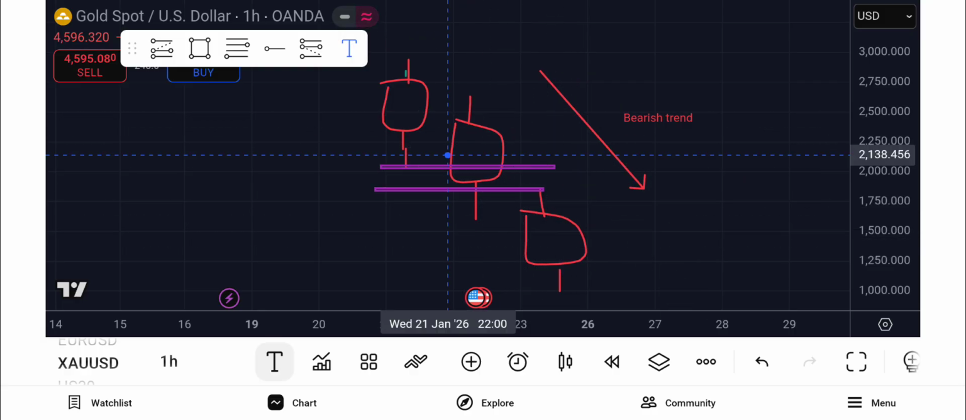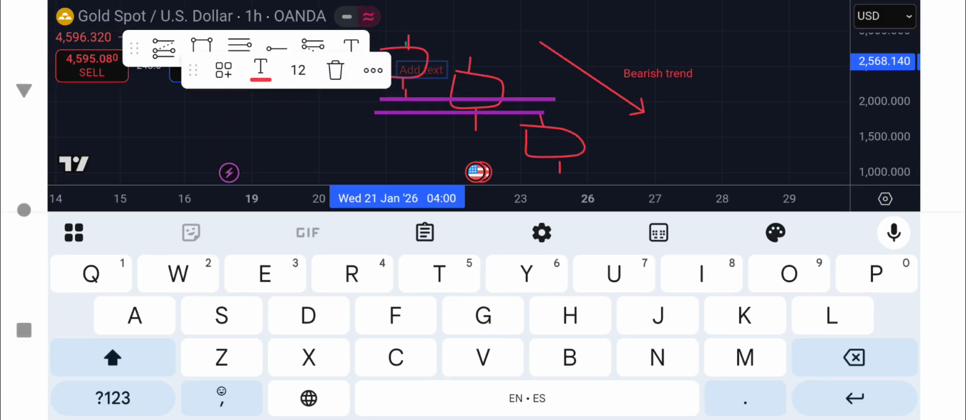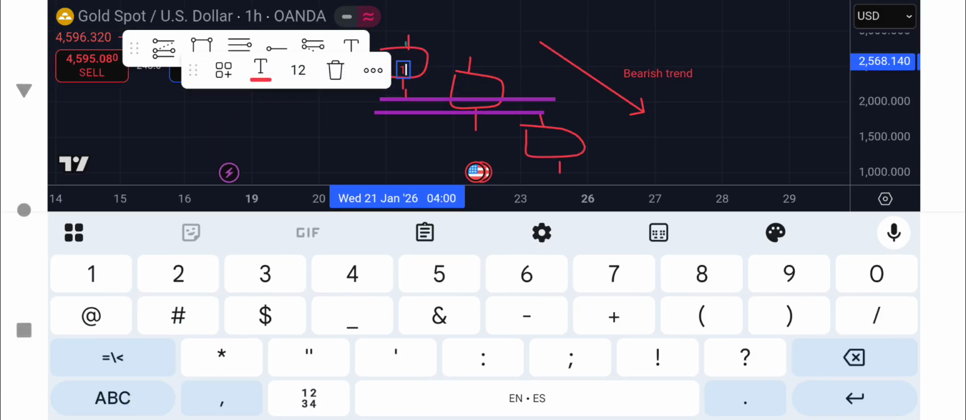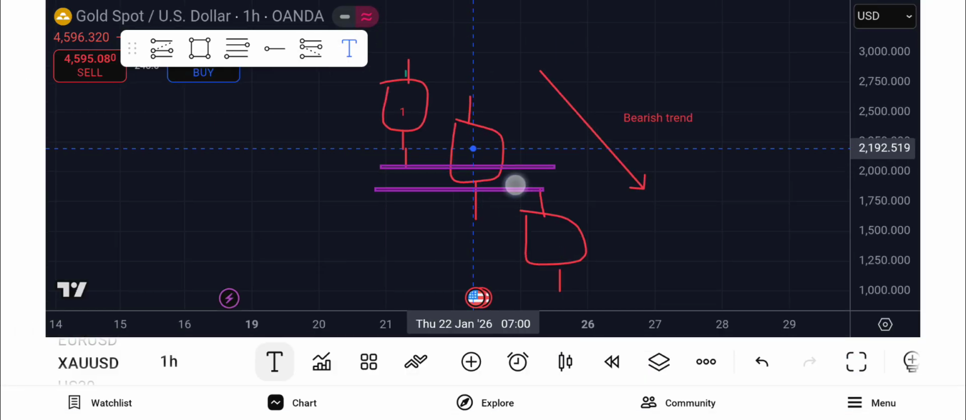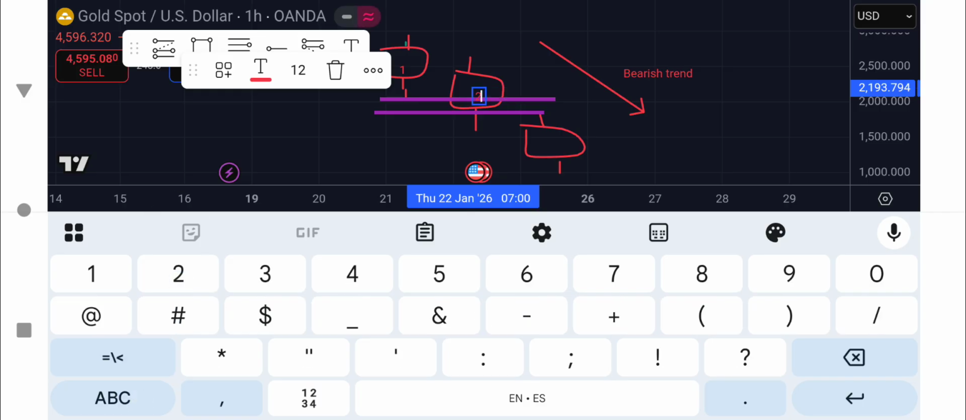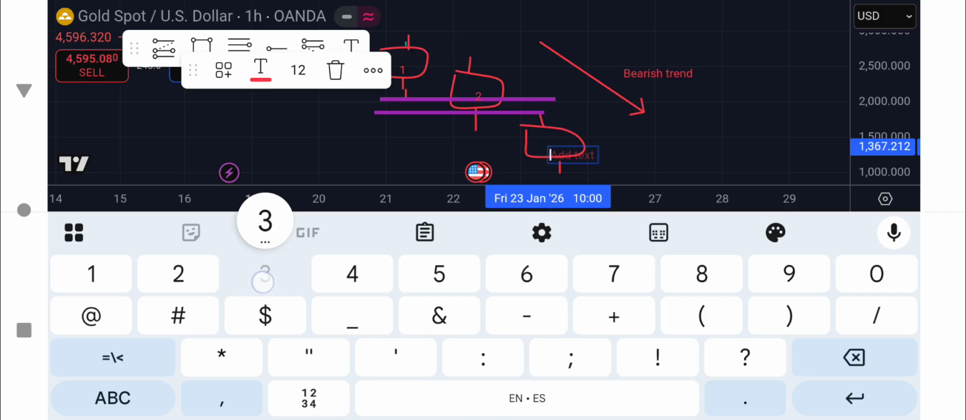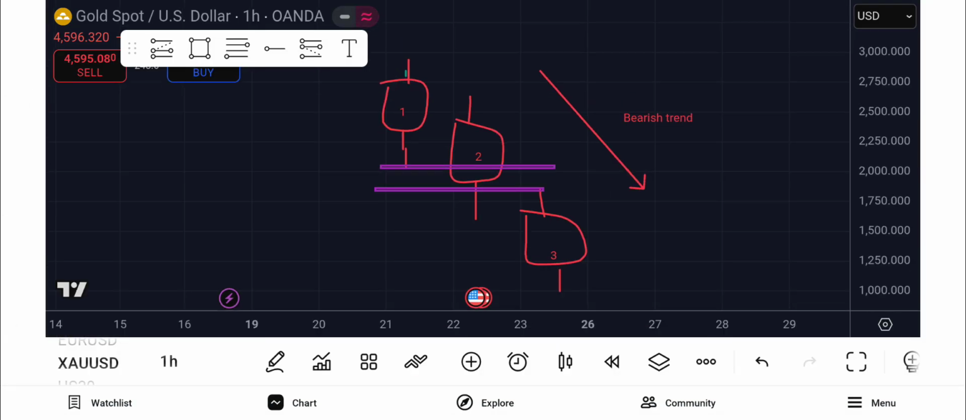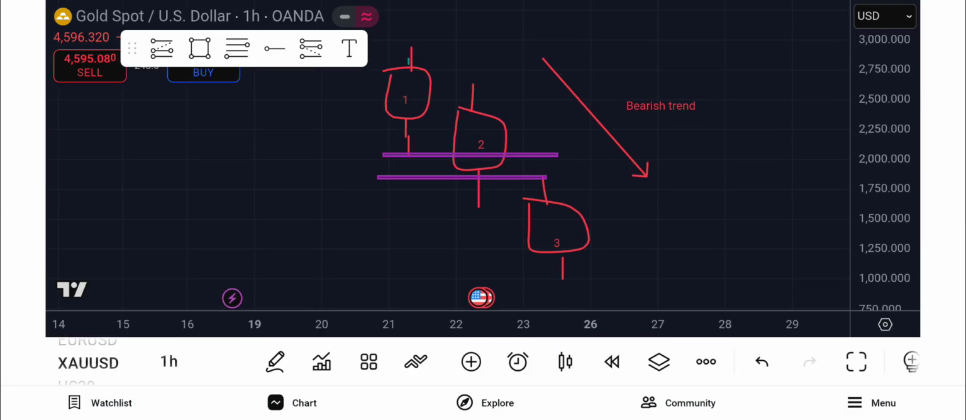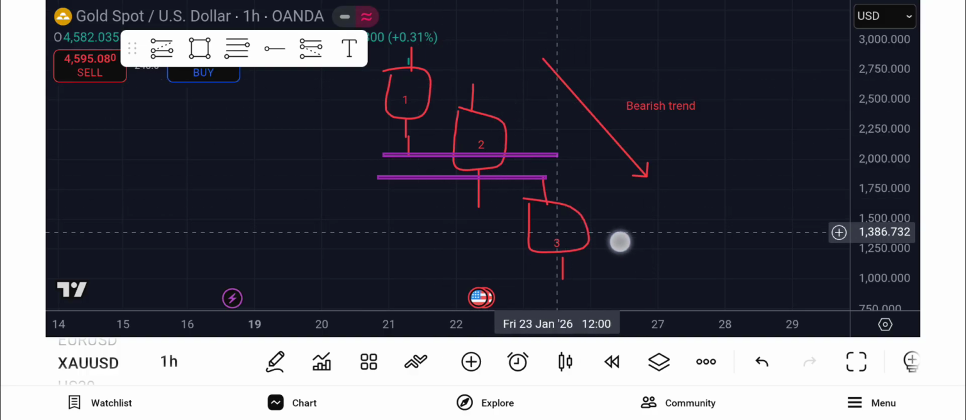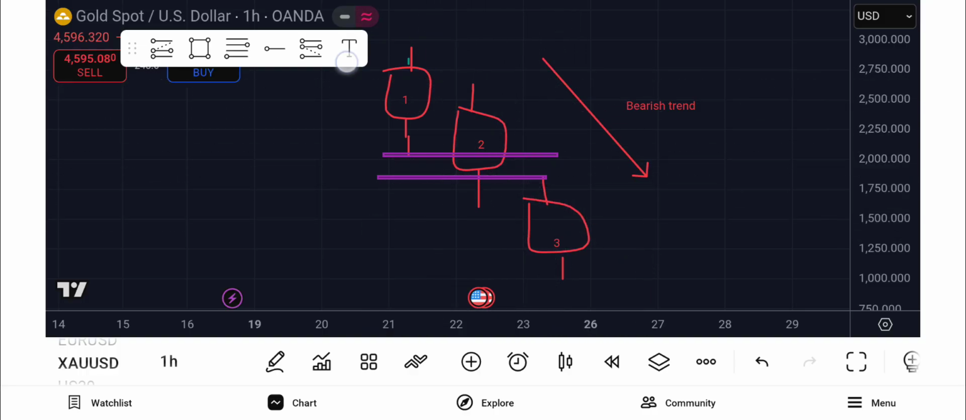Let me go ahead and put the 1 here. And this is the first candle, that's 1. Second candle, that's 2. Third candle, that's 3. Alright. So that would be considered first and third. This will be considered a fair value gap.